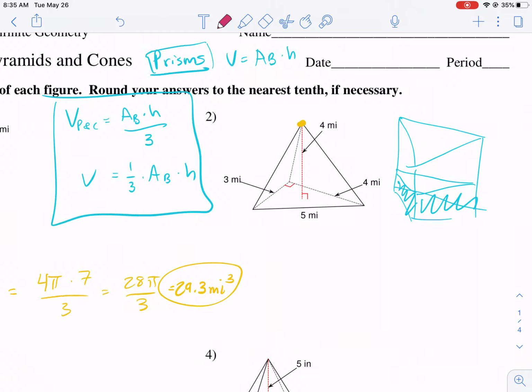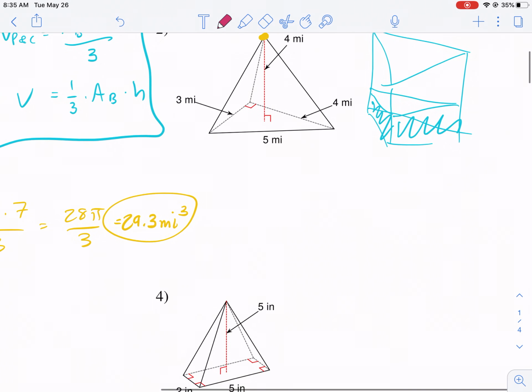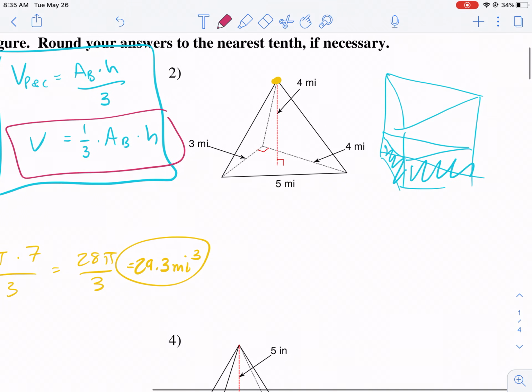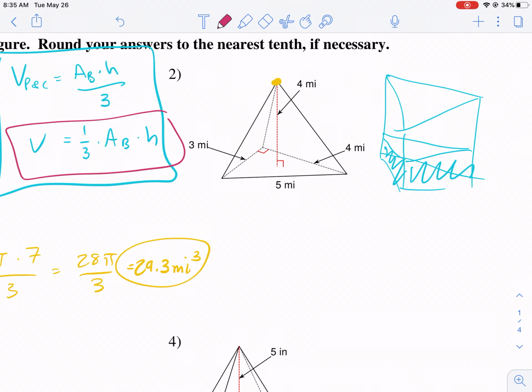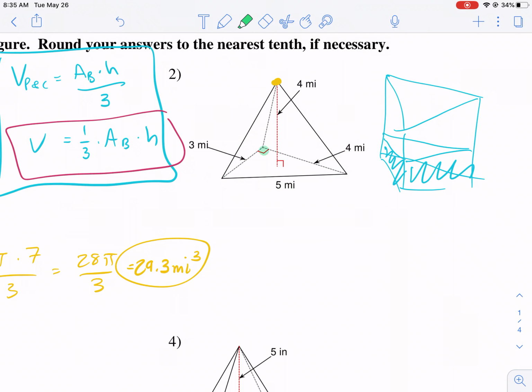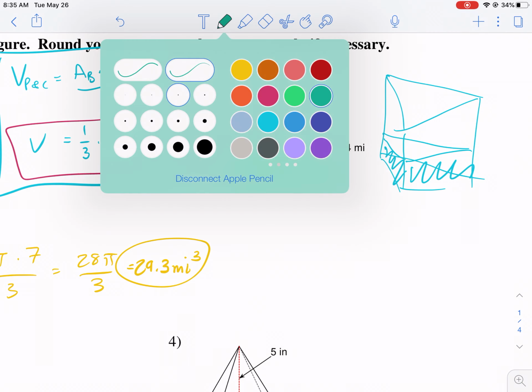We have a triangular pyramid here. We need to be very careful. Here's our volume: it's the area of the base times the height divided by 3. So the first thing we should identify is what our base is. Our base is this triangle here. It's very important that you identify the base. So now we are first going to find the area of the base.